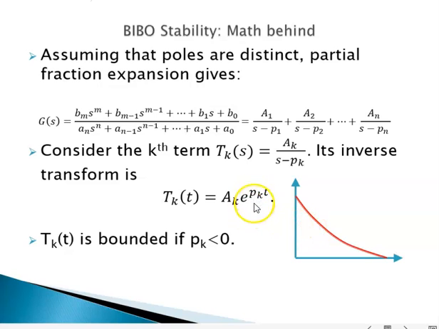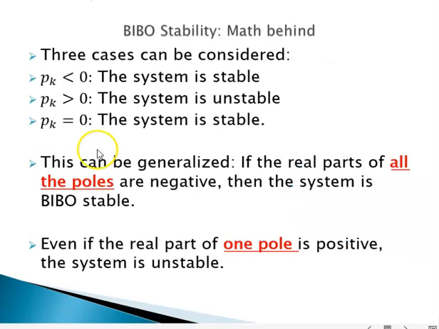And you can see that if each of these, p1, p2 and so on, is less than 0, each term decays down, and we say that the impulse response is bounded. If the real part of each pole is less than 0, the system is stable. If any one is greater than 0, the system is unstable. And if it is 0, then also the system is stable.